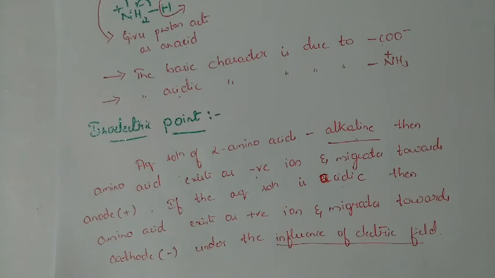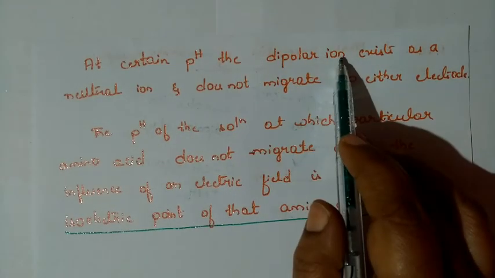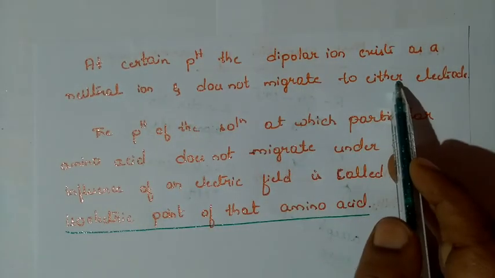Suppose the pH of the solution is maintained in such a manner that the particle doesn't move towards the cathode or towards the anode, then that particular pH is called the isoelectric point. At a particular pH, the dipolar ion exists as a neutral ion and does not migrate to either electrode.